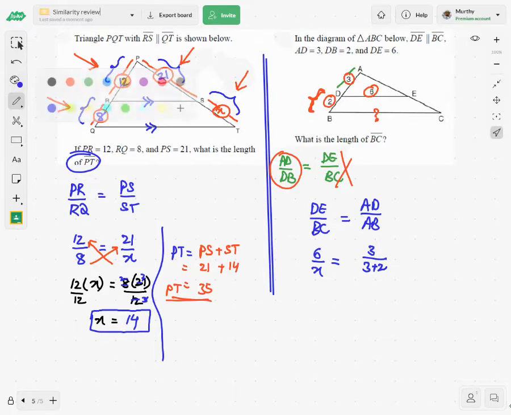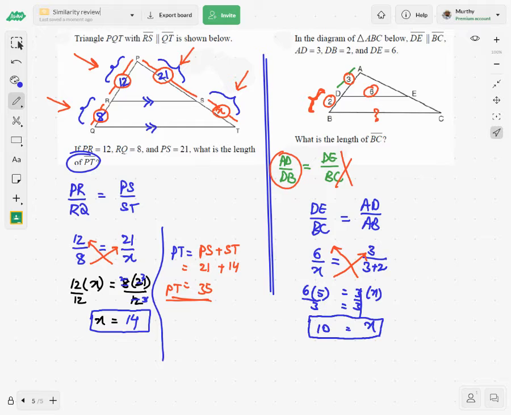Now you go for cross multiplication, that is x times 3, that gives me 3 times x equals 6 times 3 plus 2, that is 5. Then division by 3, then you should get, after the cancellation, x equals 10 units.